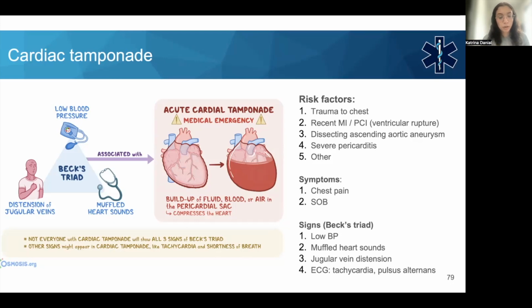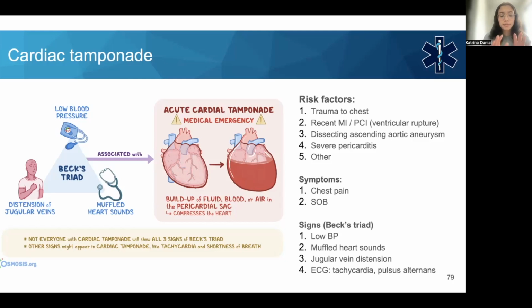So a patient will have low blood pressure. Why? Because they're having cardiogenic shock, like we talked about. The heart is not working as a pump very well. And then because you're in cardiogenic shock, there's going to be a backflow of blood into the internal jugular vein. So you're going to have distension of the jugular veins.